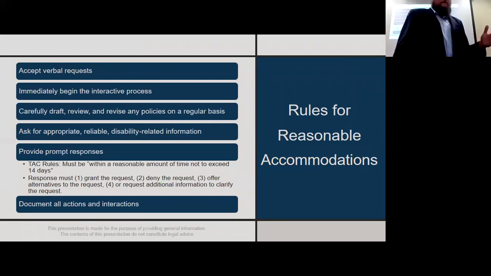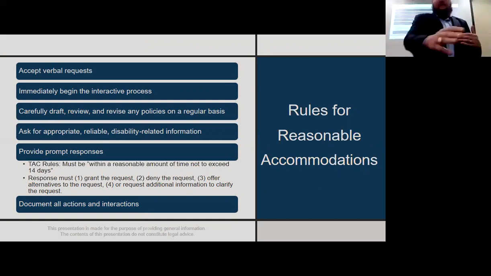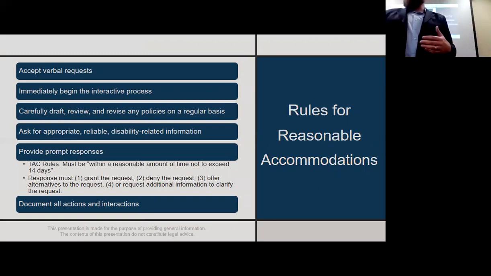So you have to accept verbal requests. You can't say only in writing. You can't say anything like that. If somebody walks into your office and says, I need this accommodation, that's sufficient to trigger your duty as a landlord to start examining that. And then really you get into the interactive process with them and try to find what is necessary, as the act requires, what accommodation will make it so this works for your tenant.